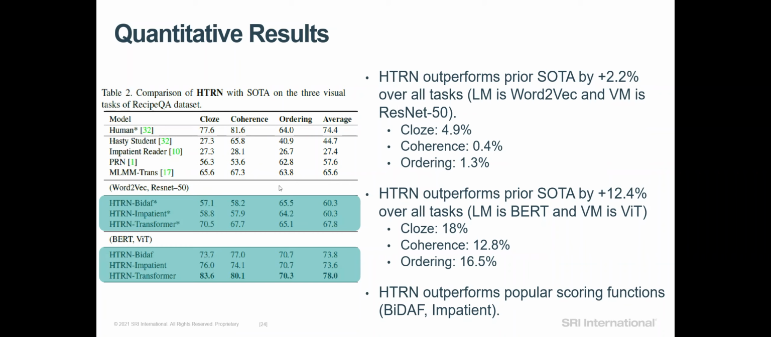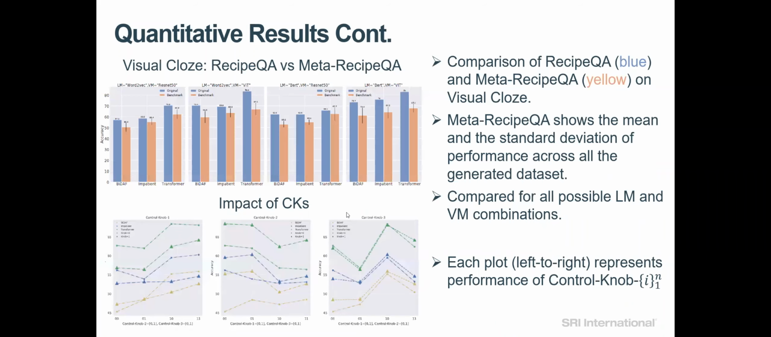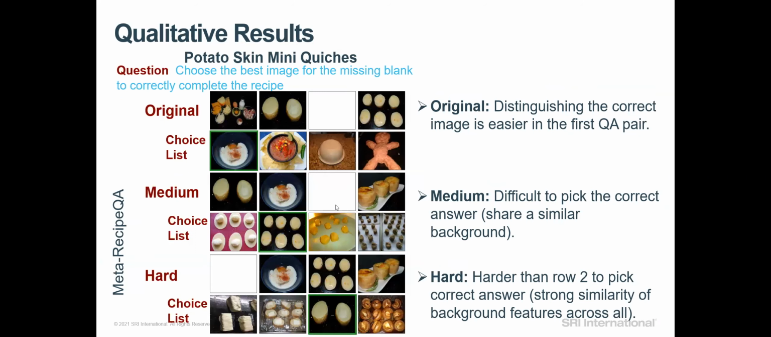And you see that our HTRN beats the competing techniques. And we are able to beat them over all tasks, right? And there are some details here which I will skip.